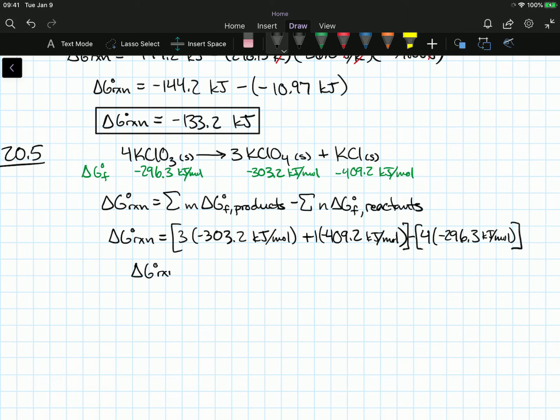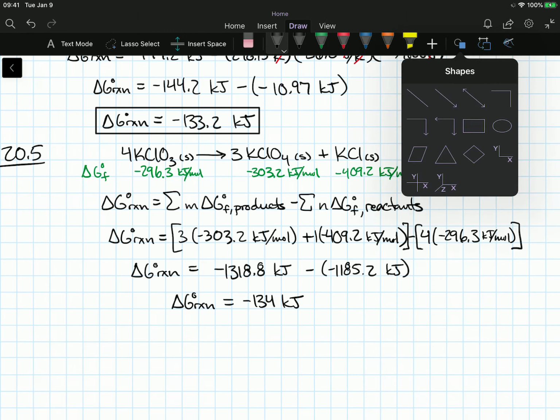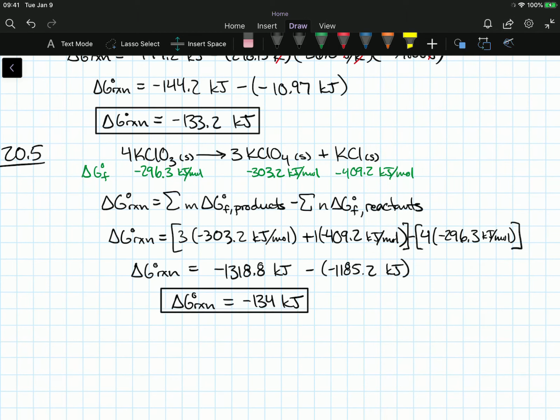Again, combining terms, delta G naught of reaction. The left side here becomes negative 1318.8 kilojoules. Again, moles are canceled out. Minus a negative 1185.2 kilojoules. And all of this simplifies down to a standard Gibbs energy of reaction of negative 134 kilojoules, which if we compare it to the value we got previously, those are pretty darn similar. The only difference would be maybe some rounding or some different values that they put in the textbook. So those are the two different ways we can calculate the standard Gibbs energy change of the reaction.